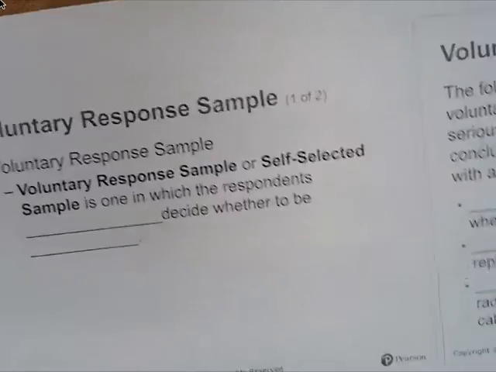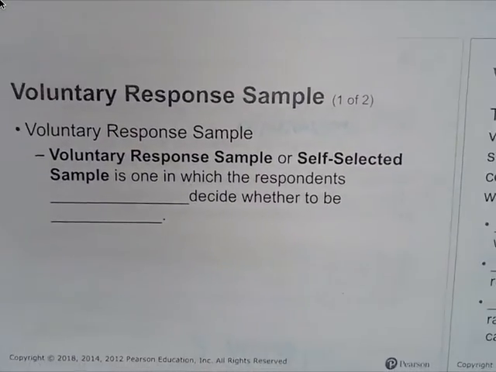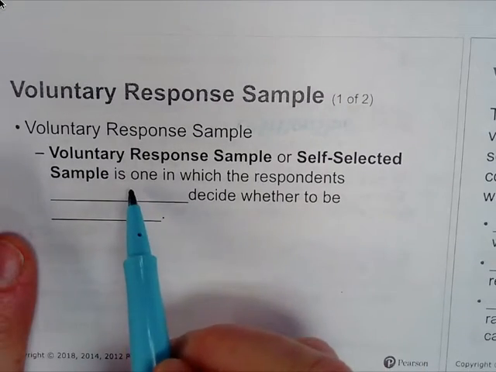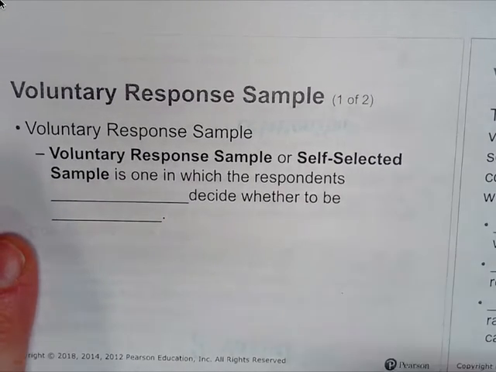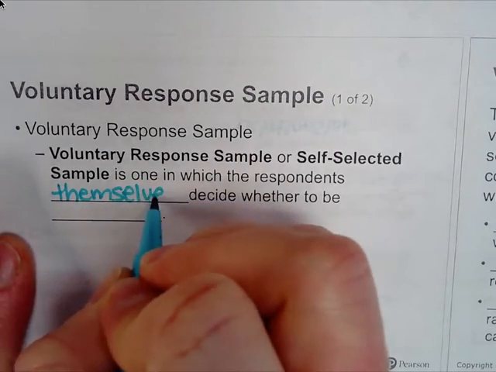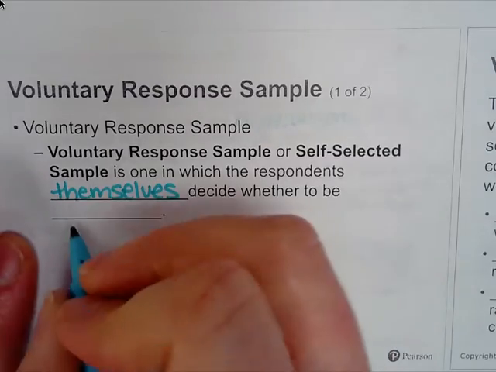So a way to gather data would be from government records, like that last one, or from what's called a voluntary response sample. So the word here, voluntary, that means you decide whether you want to do it or not. You're not forced to do anything. So this is one in which the respondents themselves decide whether to be included.